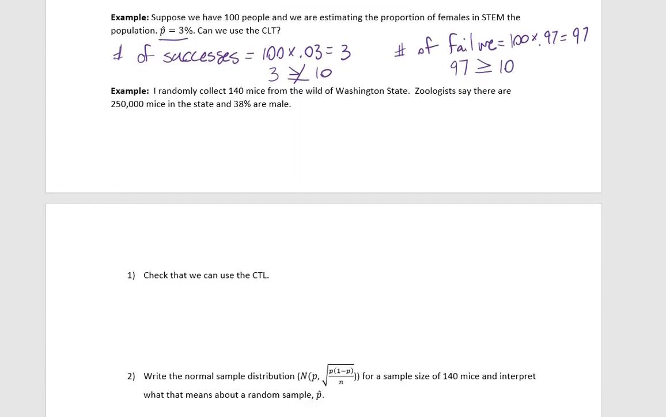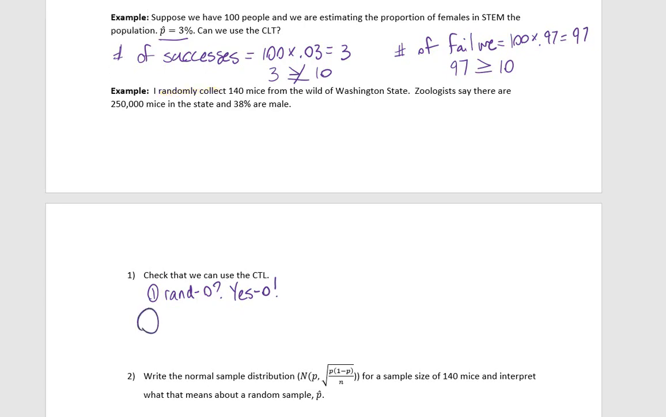Okay. So let's check out this next example. So I randomly collect 140 mice from the wild of Washington State. Zoologists say there's about 250,000 mice in the state and that 38% are male. So let's check and see that we can use the central limit theorem. So remember, first off, was it random? Yes, so we know it was random because it was stated in the problem. Okay, I said I randomly collected these mice.